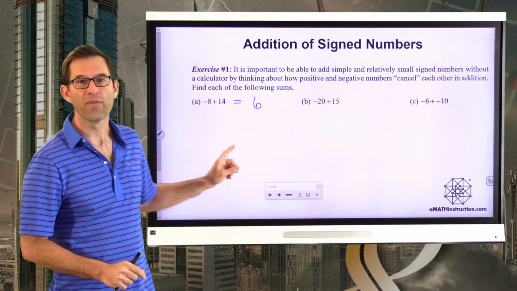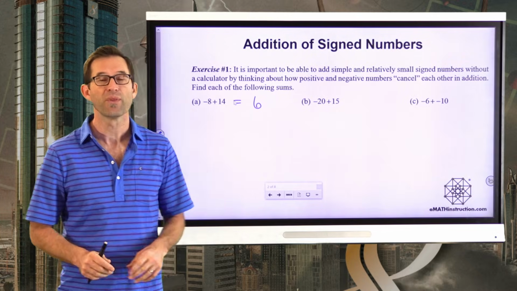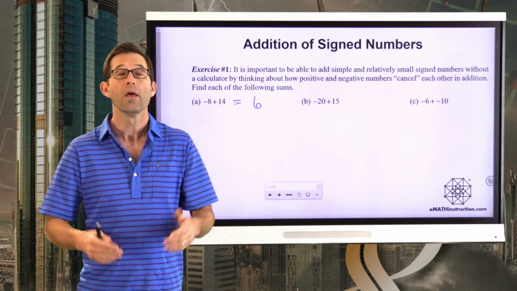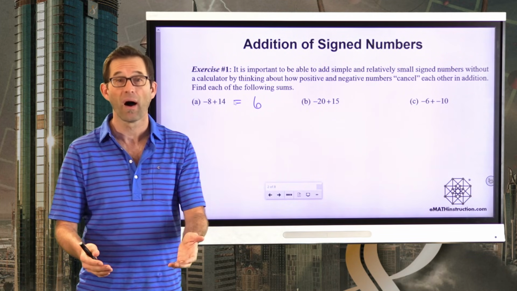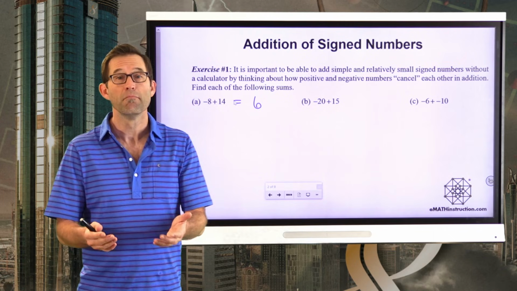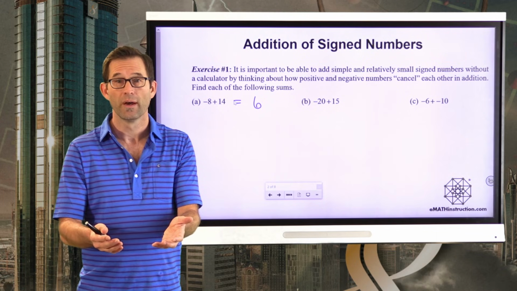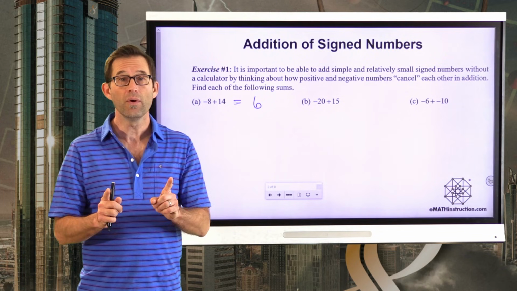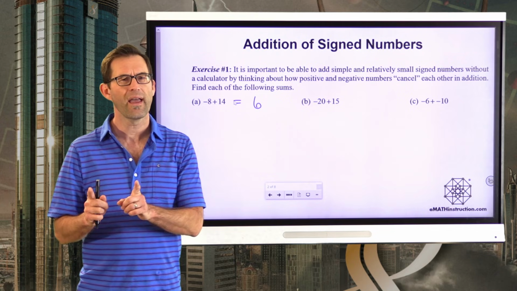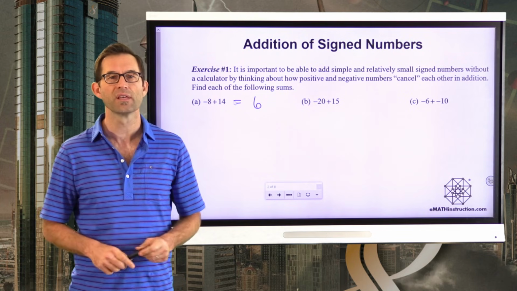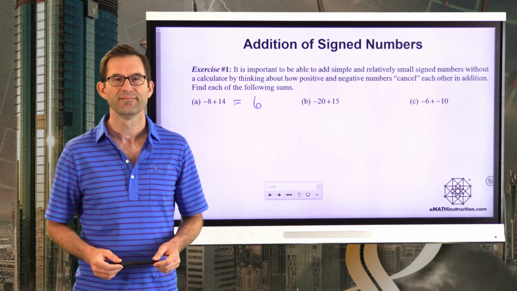I never need to put the plus in front of the 6. If there's not a negative sign sitting there, then it's implied that the number is positive. You could put a positive there, but you don't have to. So I'd like you to think about letter B and letter C, and then let's revisit those two sums.